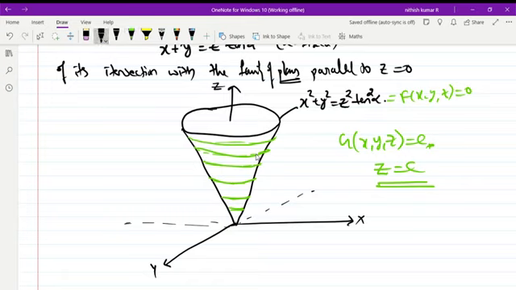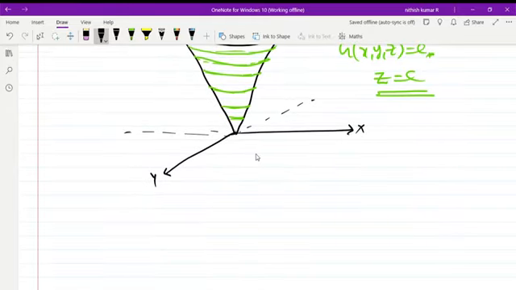we are writing the family of curves characterized by the pair of equations, that is the equation x square plus y square equal to z square tan square alpha, and one more, z is equal to c. From this we are writing the family of curves characterized by the pair of equations.